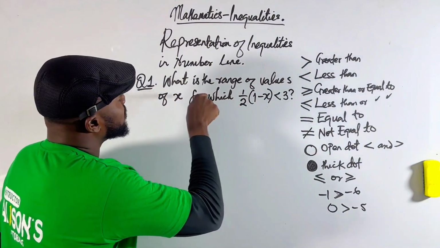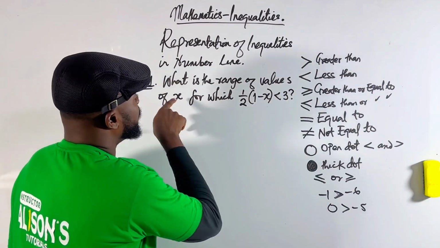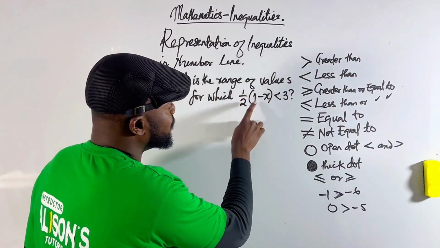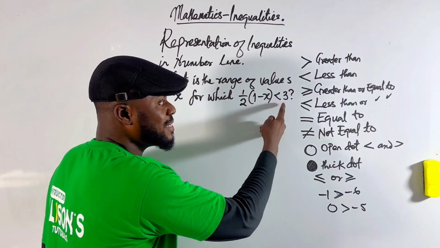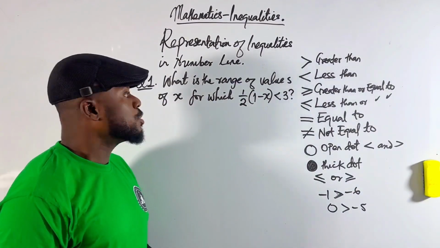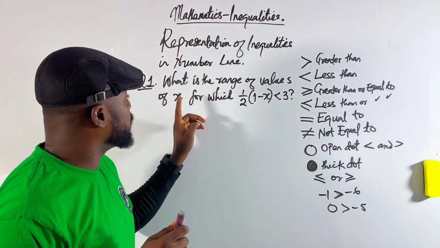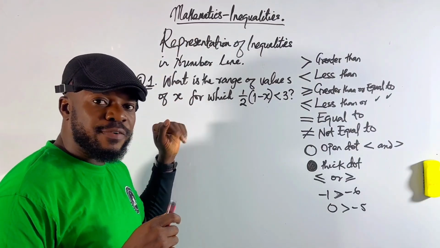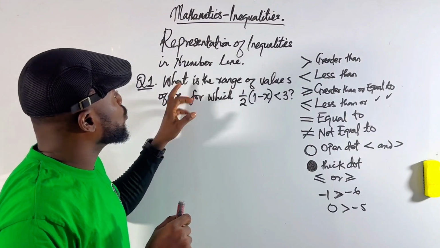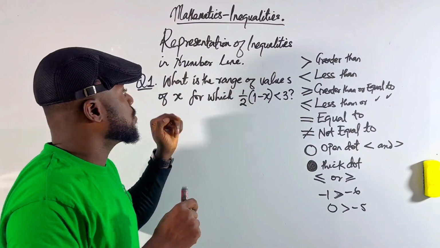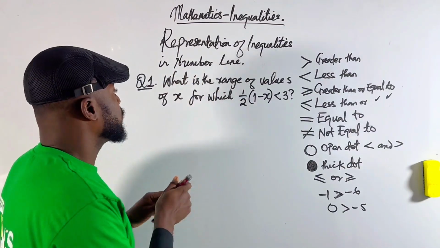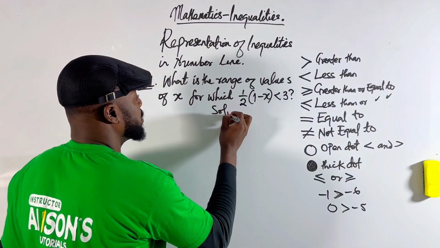So they say, what is the range of values of x for which half of 1 minus x is less than 3? The first thing we will do before we represent that on a number line is find the range of values for x. When we have found it, the next thing we will do is represent the answer we get on a number line. Let us run it. So the solution of this problem is simple.